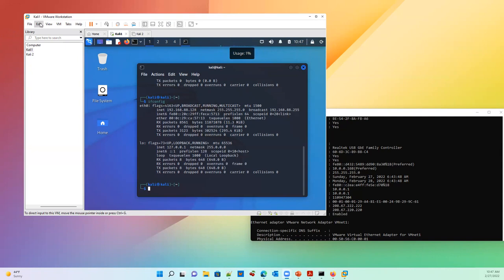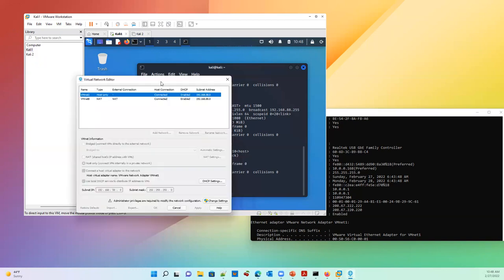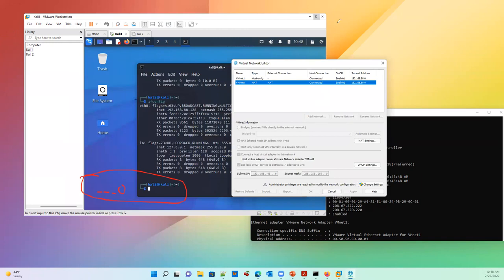Let's see the DHCP. You go to edit, you go to virtual network editor, and it comes to here. Now you see the NAT. You see? How are the DHCP settings here? So it has a built-in small DHCP server inside here. Look at the IP address, 192.168.88.0. And then my IP address is similar to this one. Do you find the connection? So I have this IP address and it's similar to this IP address here.